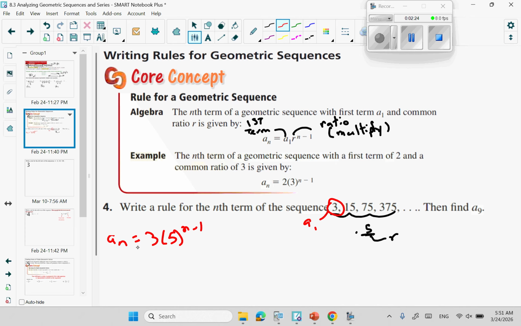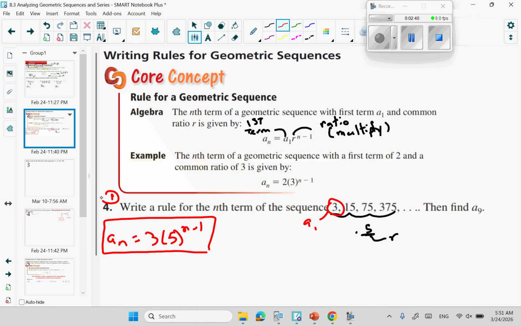Now, the nice thing about geometric is you can't simplify this. You have to leave this as it is. Do not multiply these together because the r, or whatever number this is, has this exponent, especially with that variable.